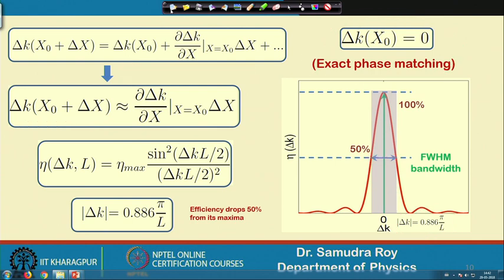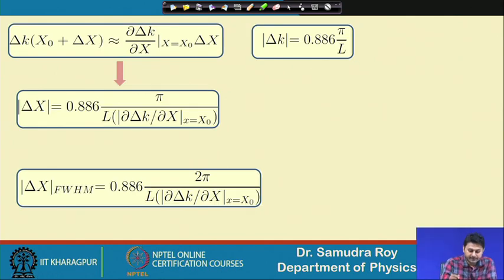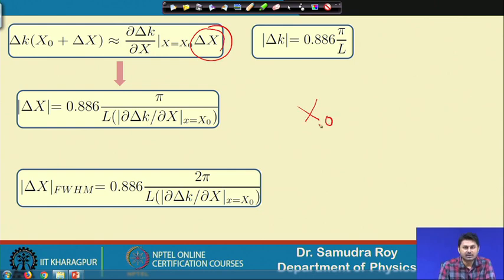So, let us go to the next slide, maybe that will be easier to understand. Well, this is the slide we have. This is the quantity I want to find out. This is basically the tolerance: up to which delta x, how far the parameter x can be changed. So, x 0 is the exact condition for phase matching. Now, we change this parameter by delta x amount. Now, the question is how far we can extend this delta x.